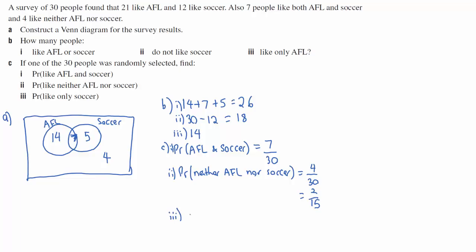And finally, we're asked to find the probability that someone likes only soccer. Well, there are 5 people who only like soccer out of the 30. And again, we can simplify that by dividing by 5 to give us a probability of 1 over 6.